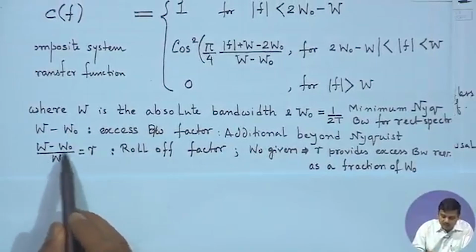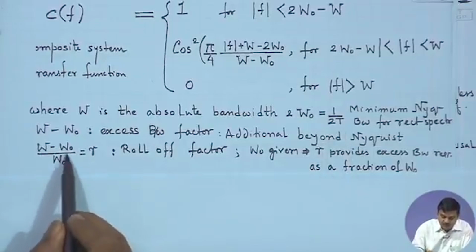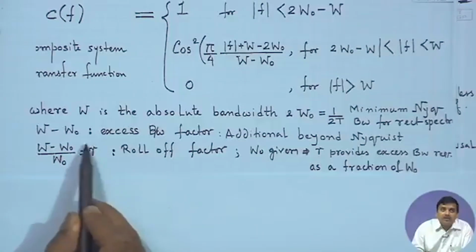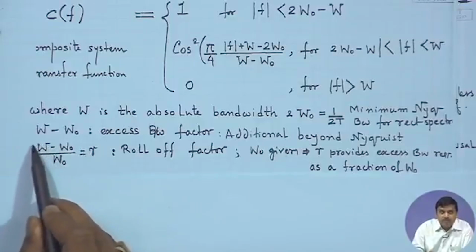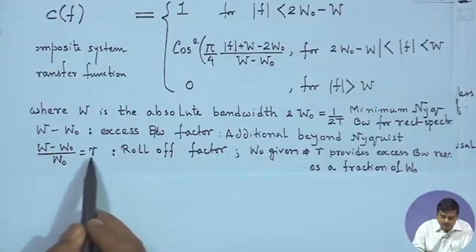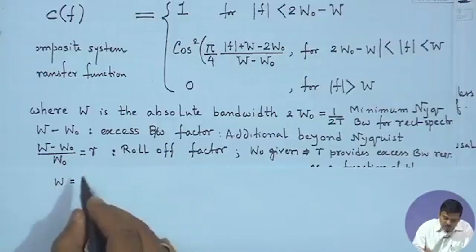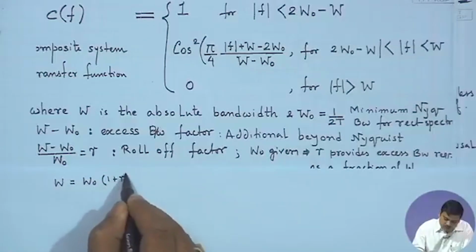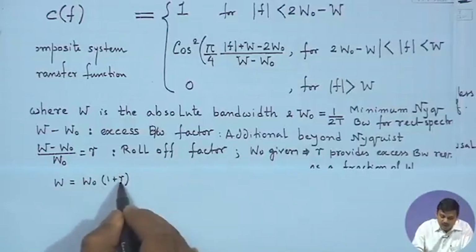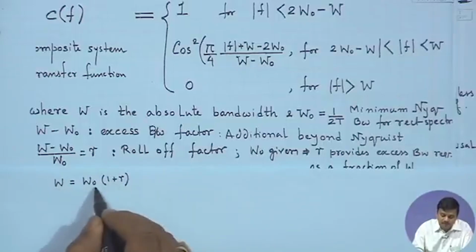If W0 is given, that means if t is given, the symbol duration is given, and R is given as some fraction, then we can calculate what is the excess amount of bandwidth that is required. So, W minus W0 is equal to R times W0. So, from this you can see W is equal to W0 into (1 plus R). R is greater than or equal to 0. So, that means W is greater than or equal to W0.